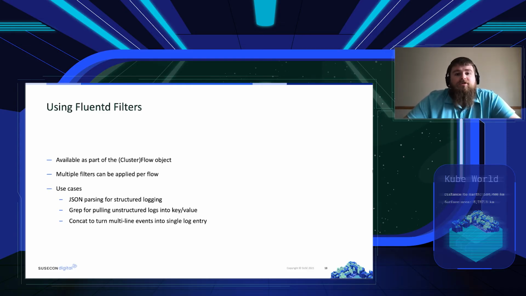Another really helpful flow to look at is the Concat Flow Filter. This allows us to turn multi-line events into a single log entry. A really important use case for this is stack trace events. If I have an error in my application that results in a stack trace, without applying the Concat filter, I may only get the first line entry of that stack trace. By using the Concat filter, I can rest assured that all of the lines of that stack trace will be concatenated into my flow and that my log entry will be complete, including that full stack trace.